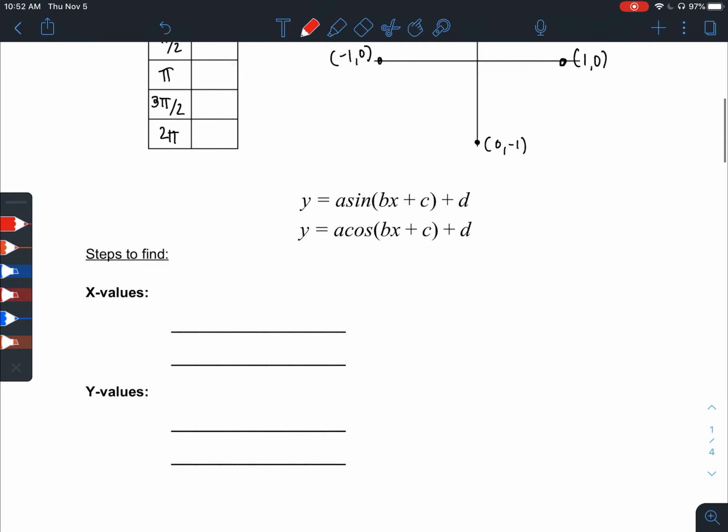All right. So here we want to talk about our steps to find our x values. Remember, our x values are inside of the parentheses, and we're going to subtract C and then divide by B. And then for our y values, which are outside the parentheses, we're going to multiply A and add D.